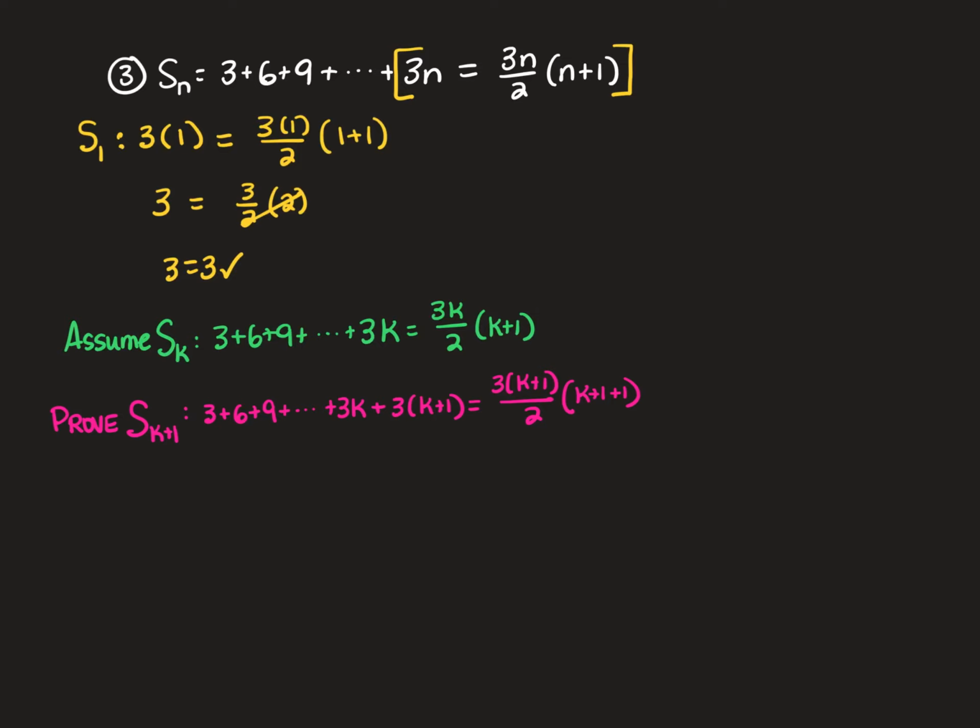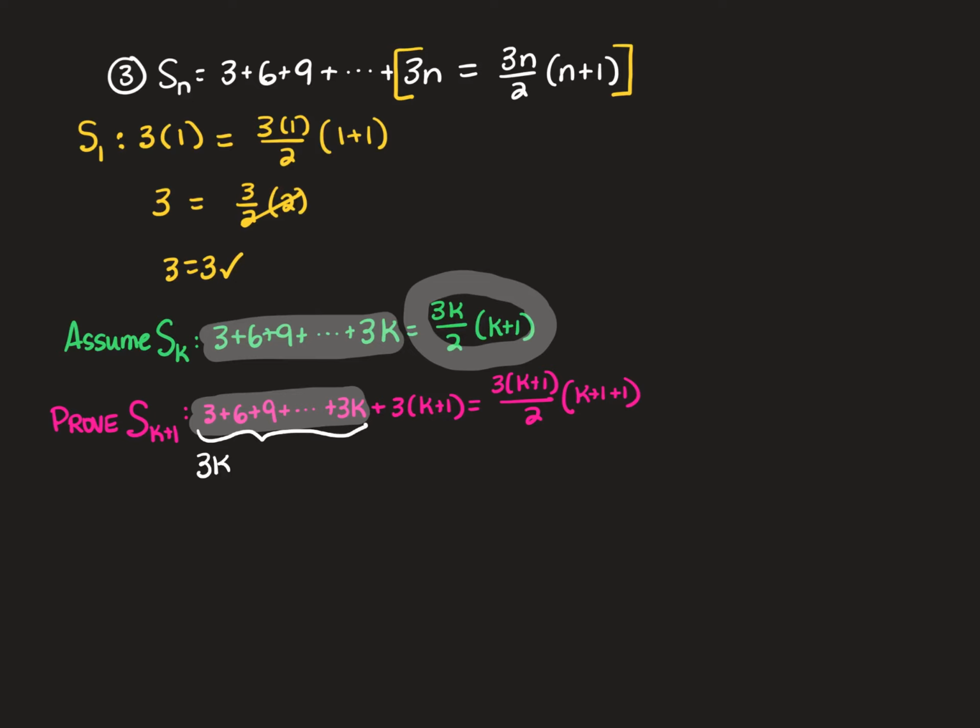Okay, so just like in the previous videos, the whole key to this, if you can't get this part, this is what will trip you up, is that we know that this expression has something that it's equal to. So I find that expression right here, and I replace it with this. So I'm going to replace this expression with 3k over 2 times k plus 1. And then I have to continue on with what I have in my expression here. So plus 3 times k plus 1.